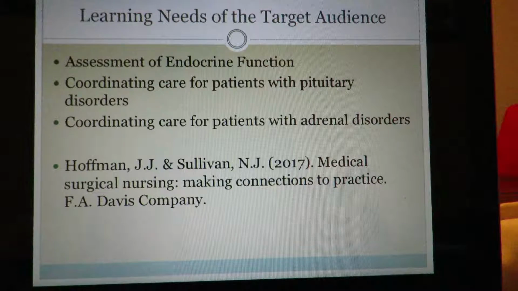Students bring to class the Medical Surgical Nursing: Making Connections to Practice textbook. This is a requirement, and the authors are Hoffman and Sullivan. All students have the textbook.